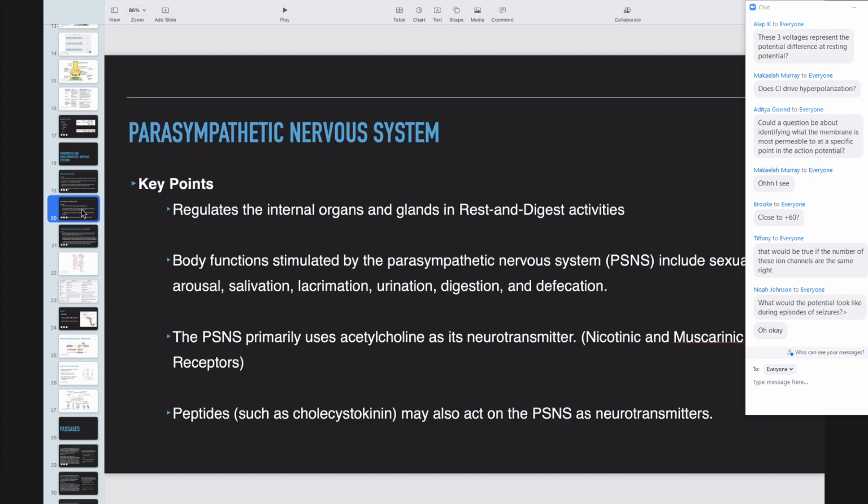100% of the time, it will be acetylcholine that it recognizes. Nicotinic and muscarinic do recognize acetylcholine, but they have different structures. And we'll talk about their structures in the endocrine lecture, because we talk about receptors there. You can also use peptides such as cholecystokinin as a parasympathetic nervous system transmitter. That's more a rest and digest hormone, and we'll talk about that one in the adrenal, GI, and kidney lecture.